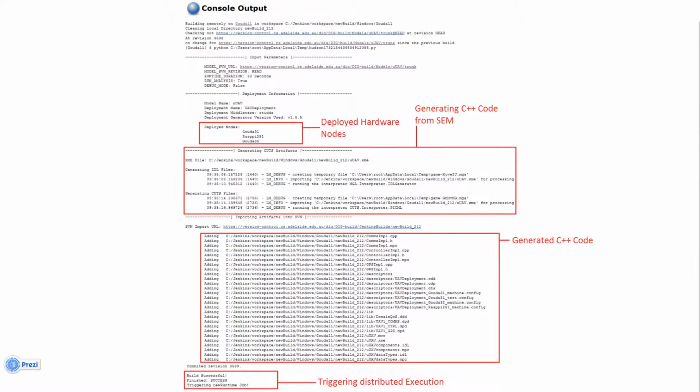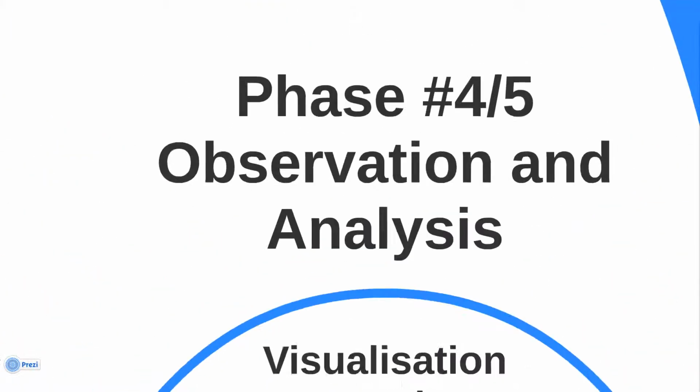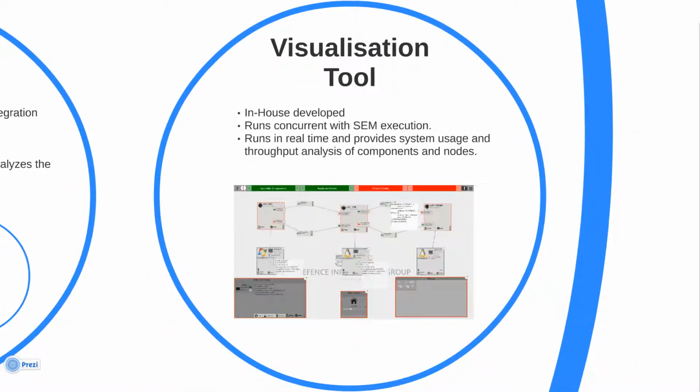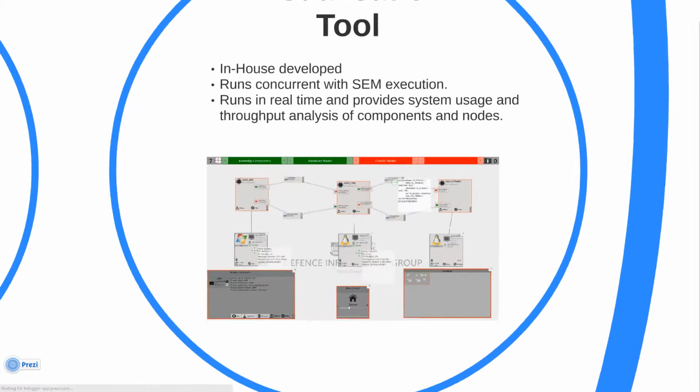The Jenkins infrastructure generates the C++ code for the SEM and distributes the code to the targeted nodes. The code is then built natively and executed concurrently. The fourth and fifth phases are observation and analysis. The visualization tool has been designed to run on a multi-touch input system and provides an immersive way to understand the performance impacts of executing the SEM.